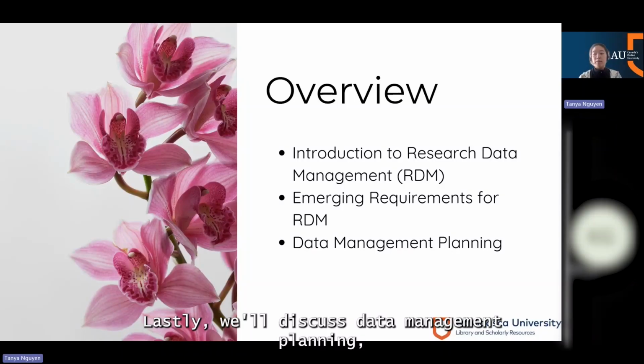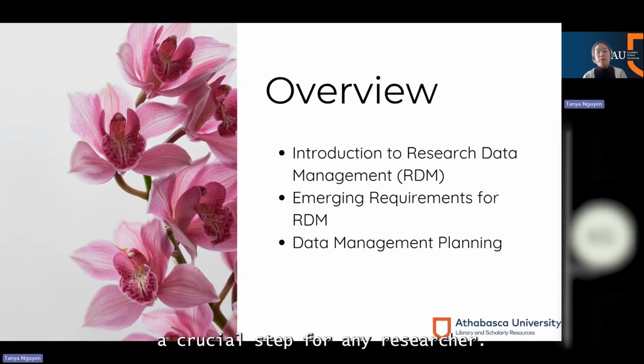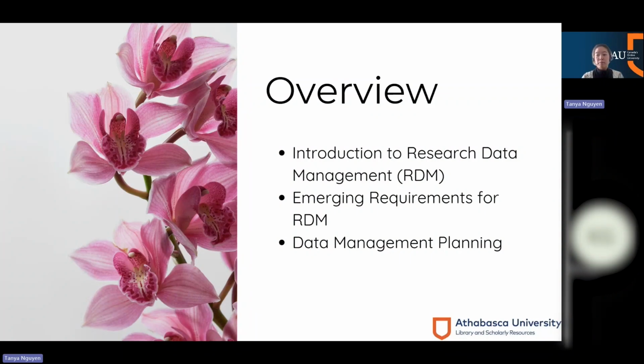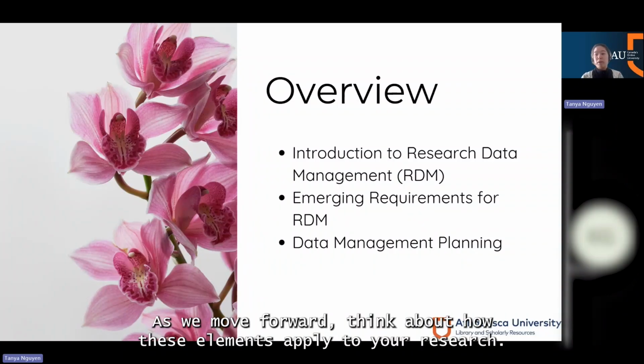Lastly, we'll discuss data management planning, a crucial step for any researcher. This involves outlining how you'll handle your data from the start to the end of your project. As we move forward, think about how these elements apply to your research.